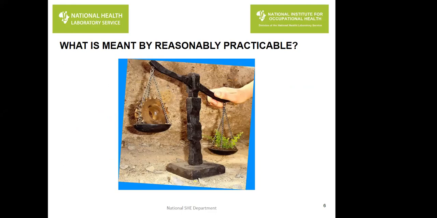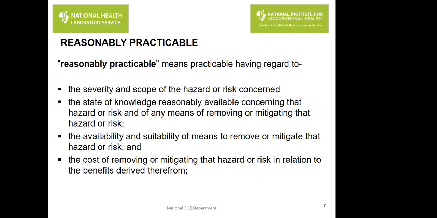Okay, if you are familiar with the OSH Act, you would have come across the words reasonably practicable. So basically what this means is practicable, having regard to the severity and scope of the hazard, the state of knowledge reasonably available concerning the hazard, the availability and suitability of means to remove or mitigate the hazard, the cost of removing or mitigating that hazard. So in other words, it is doing what you are reasonably able to do to ensure the health and safety of workers.